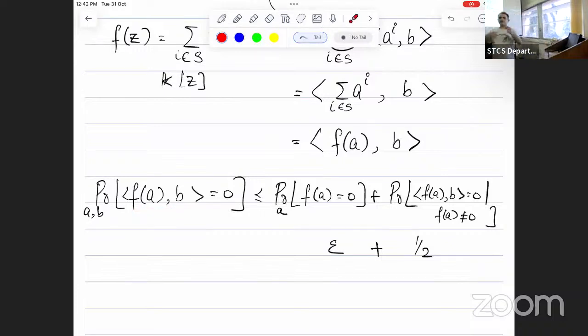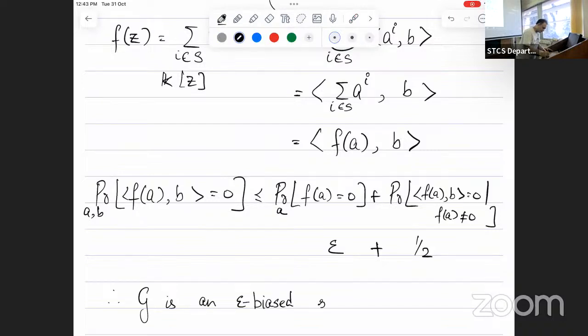And the way you should think of this is the following. If f of a is non-zero, it is a completely unbiased random variable. So there is a small chance that f of a could be equal to 0, which could change the bias by something like epsilon. And this is what tells us that whatever this G is, it is an epsilon biased space, or it's a generator against linear functions.